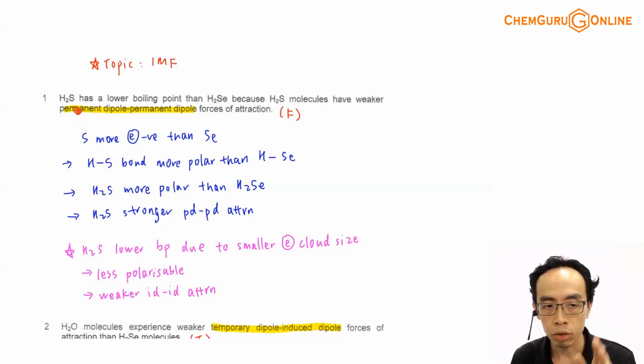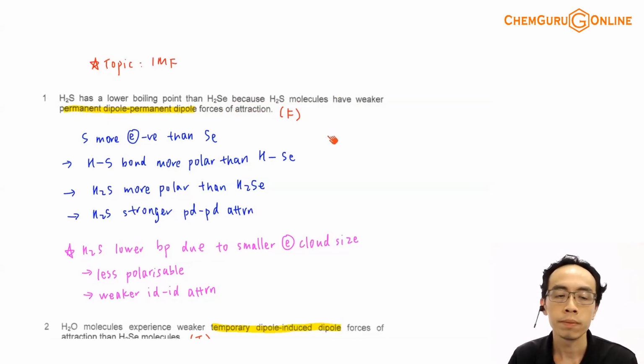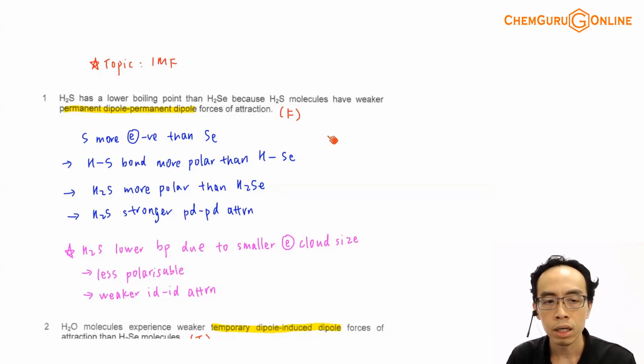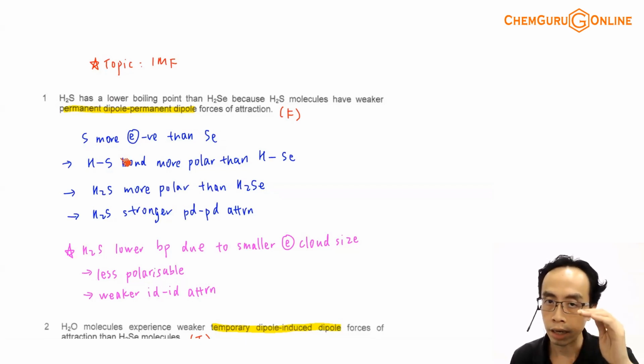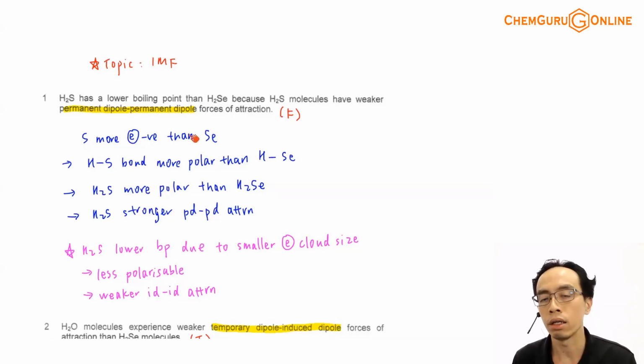So number 1, H2S has a lower boiling point than H2Se because it has weaker PD-PD forces of attraction. This statement is not true because the permanent dipole interaction is related to the polarity of the bond and overall the polarity of the molecule. If I consider sulfur versus selenium, sulfur is higher up in the periodic table. It will be smaller in size. The electronegativity will be higher. Oxygen is more electronegative than sulfur, and sulfur is more electronegative than Se.